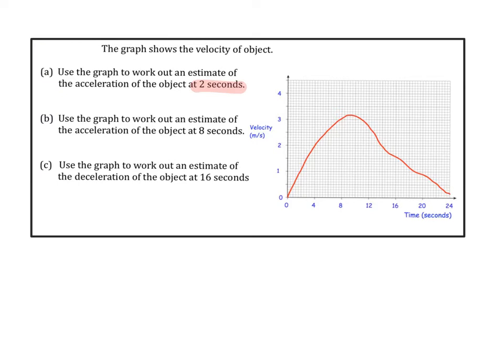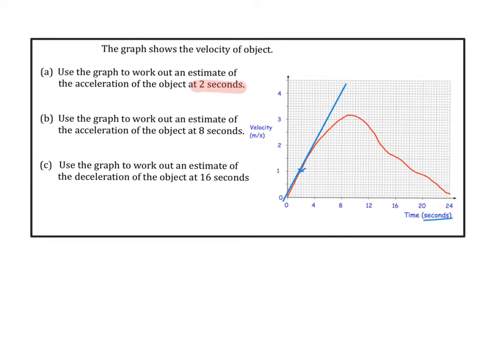Now what we want to do is get a straight line that is just touching, so it's a tangent to the curve at 2 seconds. So let's just plot on first where 2 seconds is. Seconds is along the x-axis, 2 seconds would be about here. So I want a line that's just touching that curve. Let's have a go. There we go. So it's about there.